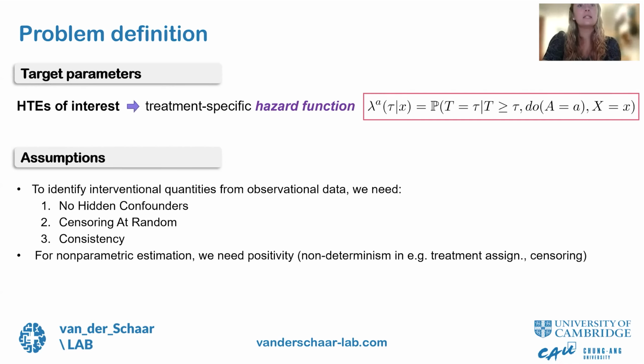So also here, we need to make some untestable assumptions. And we rely on the standard assumptions of no hidden confounders, censoring at random, and consistency. And to enable non-parametric estimation, we also need to rely on positivity, that is non-determinism in, for example, treatment assignment and censoring.